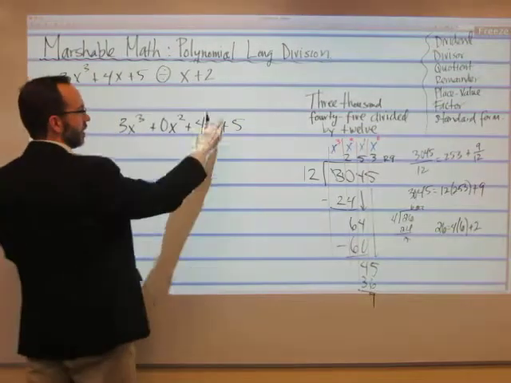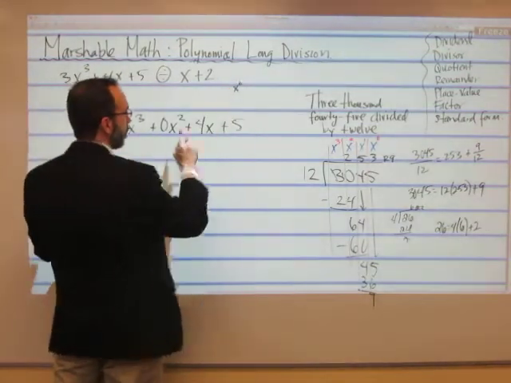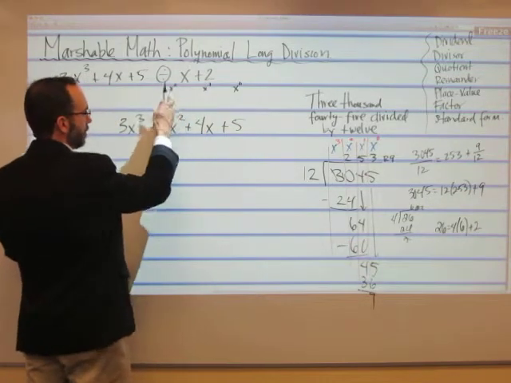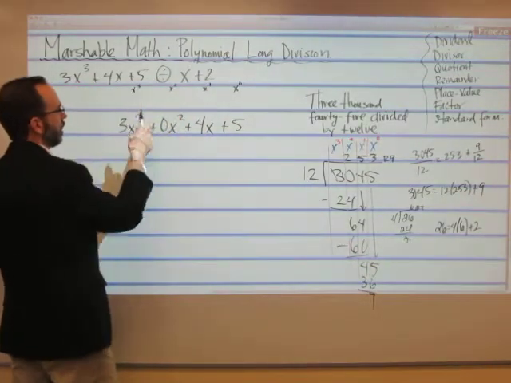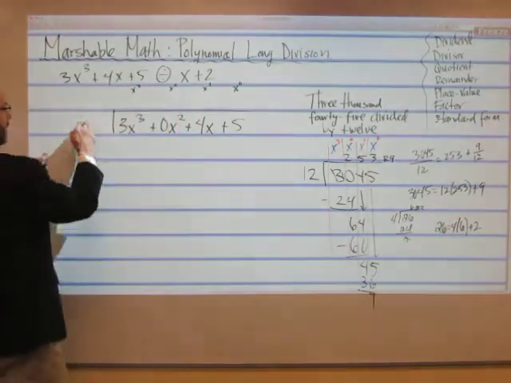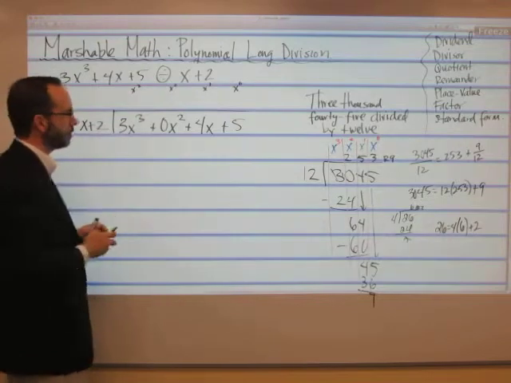And remember, this is the x to the 0 column, sorry. This is the x to the first column here. This is x squared here, and this is going to be the x cubed column there. And I'm going to do my division now, divided by x plus 2.